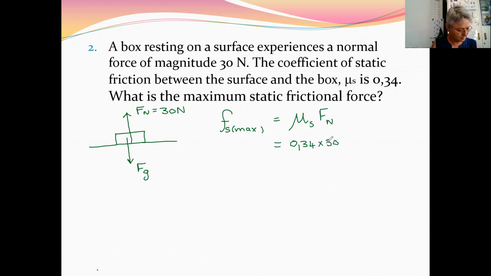30 times 0.34, that gives us 10.2. So whenever the applied force gets to 10.2, after that, the object will start moving.